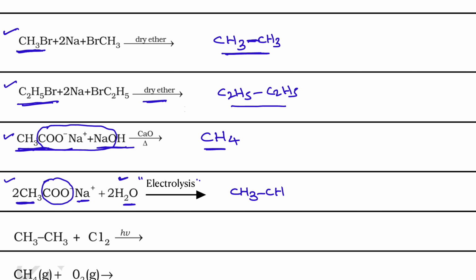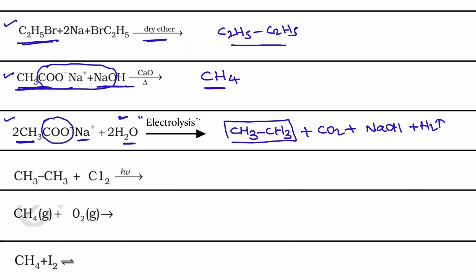And of course, I already told you carbon dioxide is produced at the anode, NaOH in solution at the cathodic surface, hydrogen gas is also produced. So you just have to focus on writing this product. RCOONa becomes R-R. The alkyl group you take, just couple the alkyl groups. So these are the reactions given under preparations of alkanes. Next one, free radical substitution reactions.